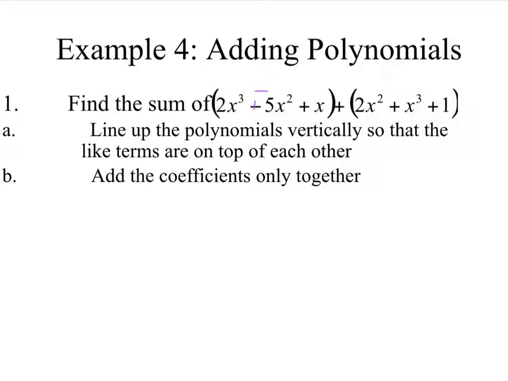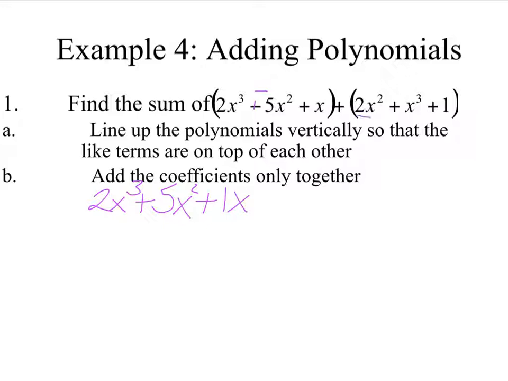Because it is addition, it does not matter which polynomial goes on the top of your addition problem, but traditionally, usually the first one goes on the top, the second one goes on the bottom. So I have 2x cubed plus 5x squared plus 1x.